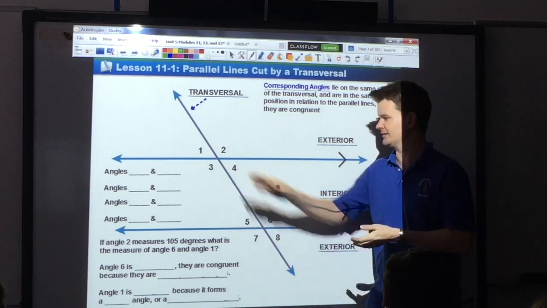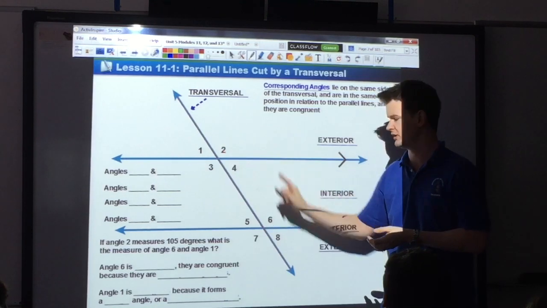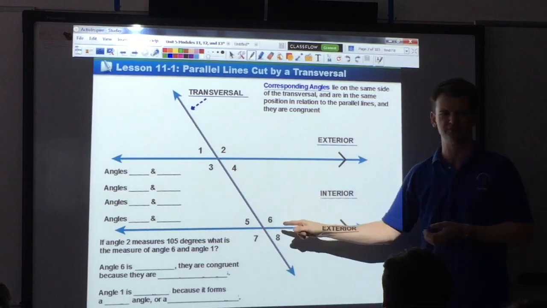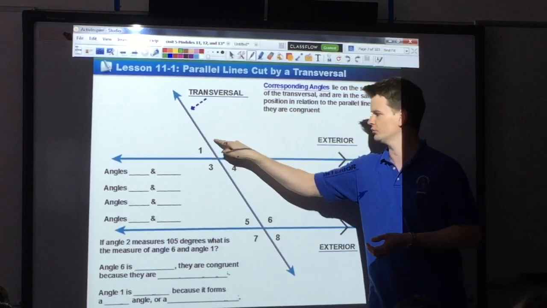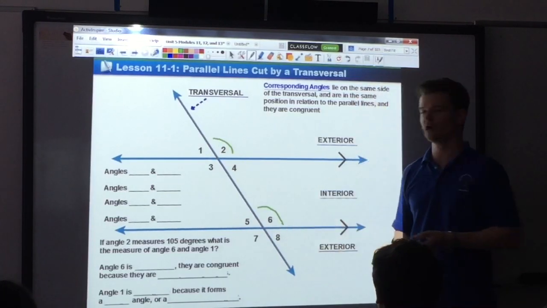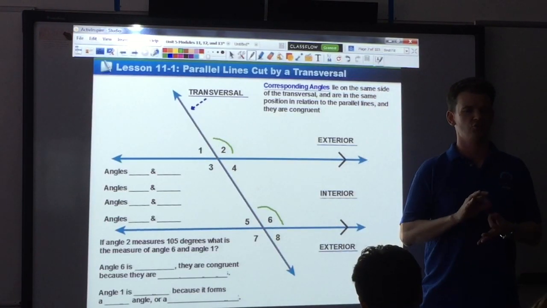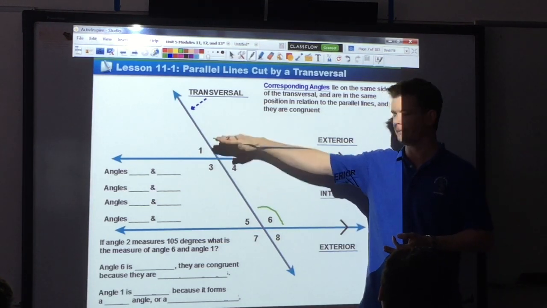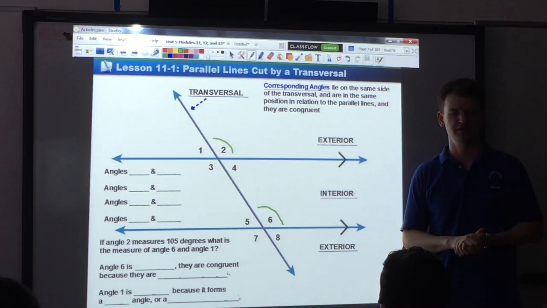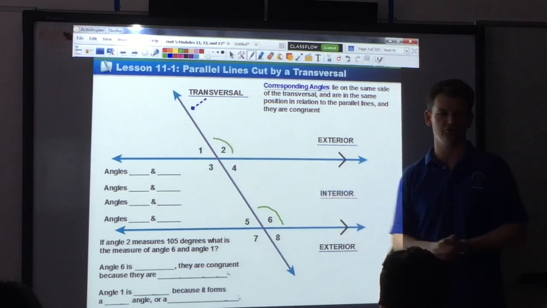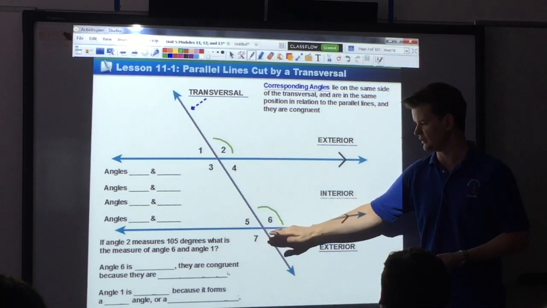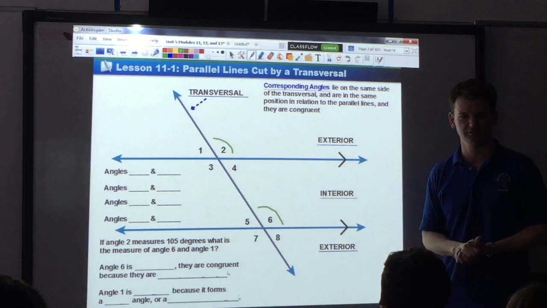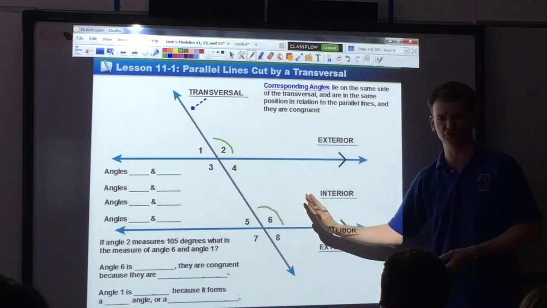What does that mean? That means that same sides, such as 2 and 6. They're both on the same side of the transversal, right? Yes. 2 and 6. And they are both in the same position relative to the parallel lines. Look at angle 2. Is angle 2 above the parallel line, yes or no? Yes. Is it to the right of the transversal? Yes. Look at angle 6. Is angle 6 above its parallel line? Yes. Is it to the right of the transversal?